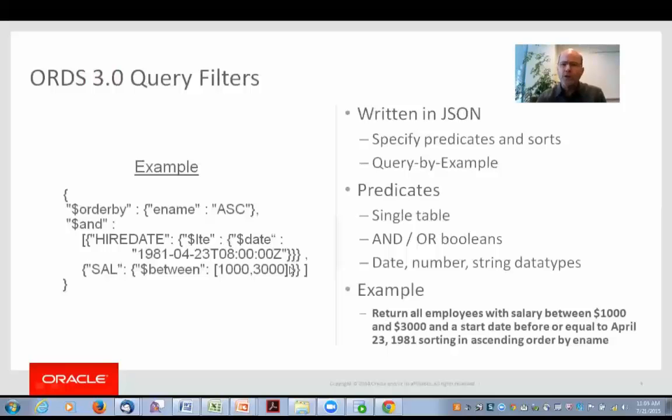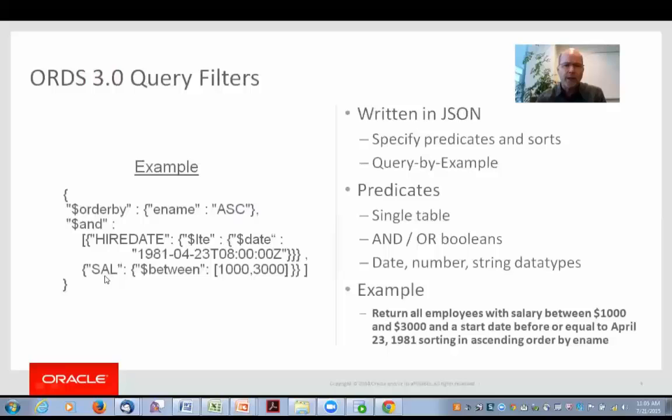Key thing to know is it only works on single tables, not multi-tables yet. But it does basic things and quite powerful things. So it works with date, number, string data types, about a half dozen operations for each one, and does basic Boolean AND and OR operations. So I have an example here, a fairly sophisticated example. Again, it is a query by example kind of format.